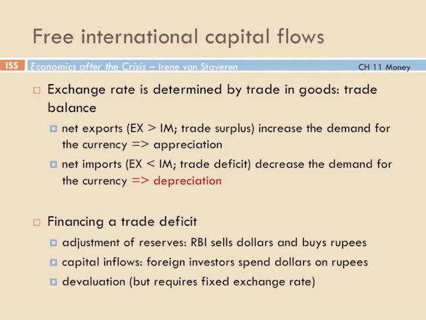Alternatively, foreign investors may invest in the country, so they bring foreign currency and they buy local currency. That's another source of stabilizing the currency. Finally, there may be an adjustment of the exchange rate, but that only works when there is a system of fixed exchange rates. It's the central bank, in our example of India, the Reserve Bank of India, that then announces a new level for the exchange rate between rupees and foreign currencies.